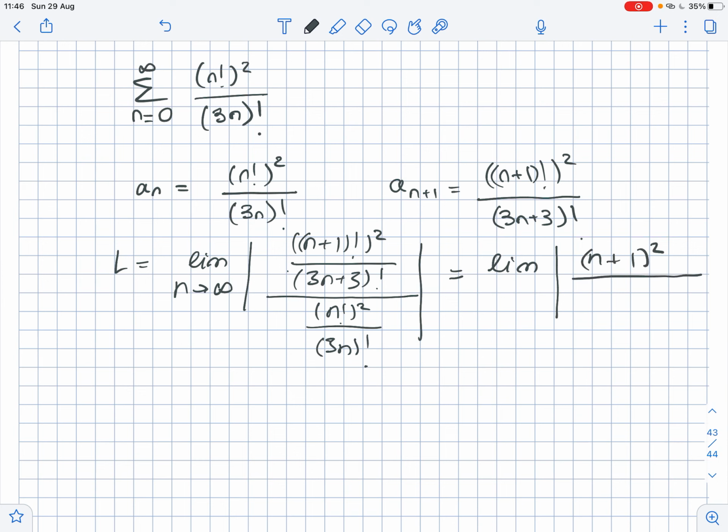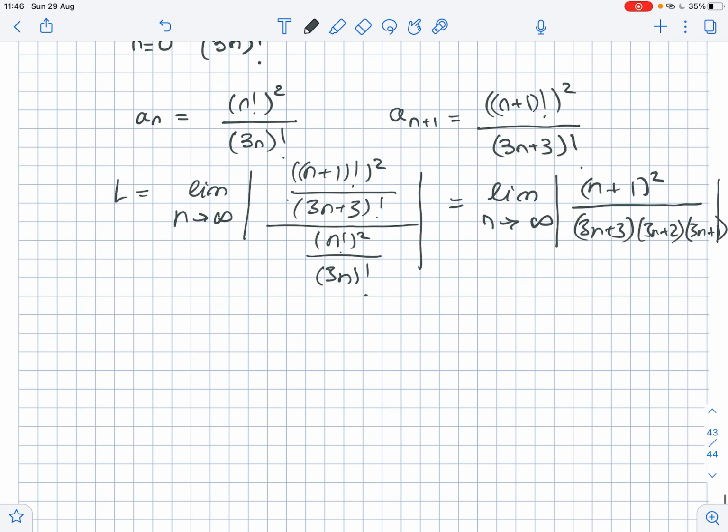We would get (n+1)^2 over (3n+3) times (3n+2) times (3n+1), and n approaches infinity.